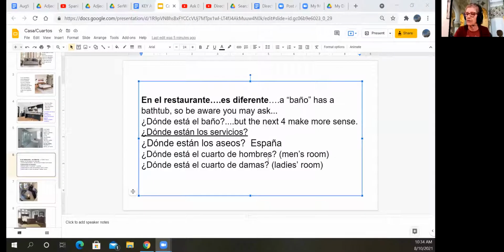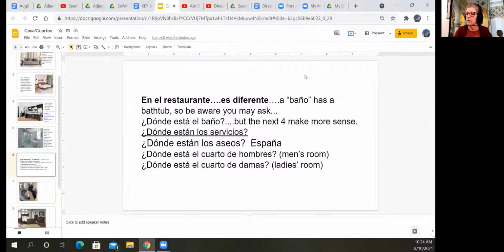So those are all, oops, I'm sorry, I should have showed you these. So here are all the things for restroom. And I'll send you the link to this so you'll see all of this. You don't need to copy it down frenetically, right? It might be baño, it might be servicios, it might be aseos, it might be cuarto de hombres, it might be cuarto de damas, might be any of those. But ¿dónde está? Where is? ¿Dónde están? We're going to come back to this ¿dónde está? In a minute. En un minuto.